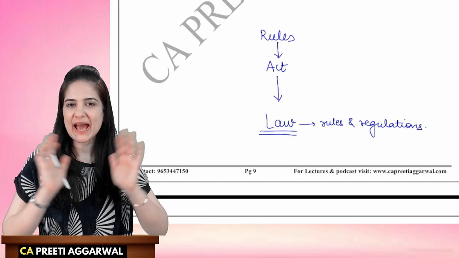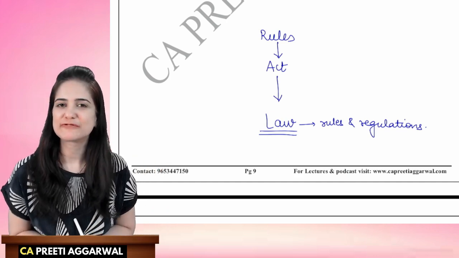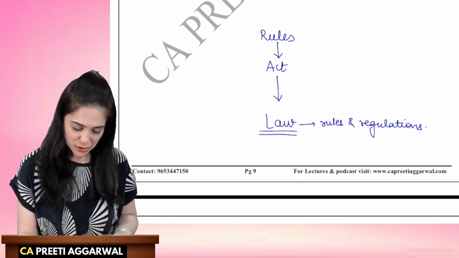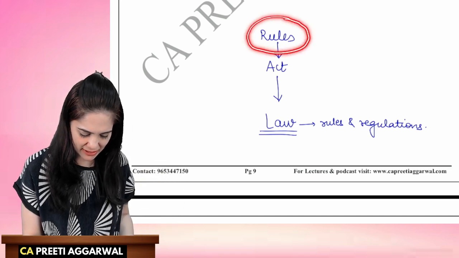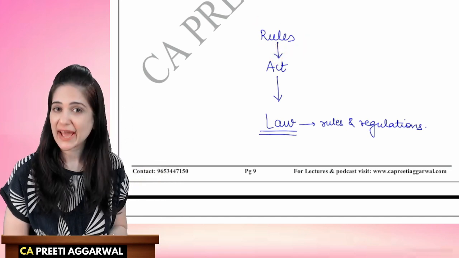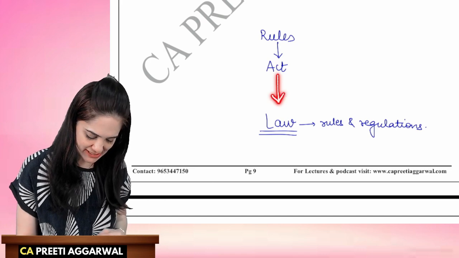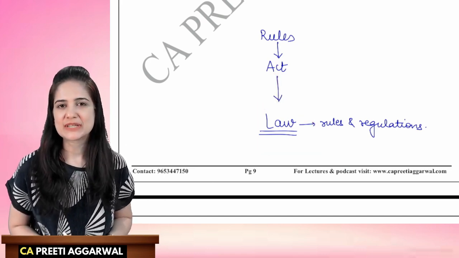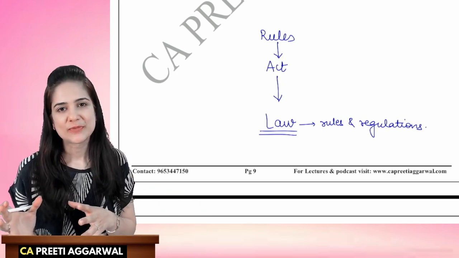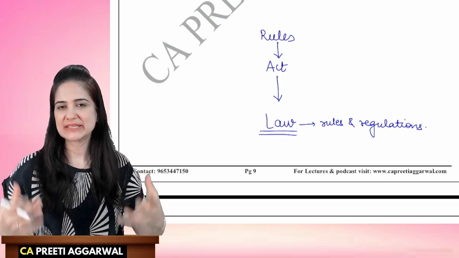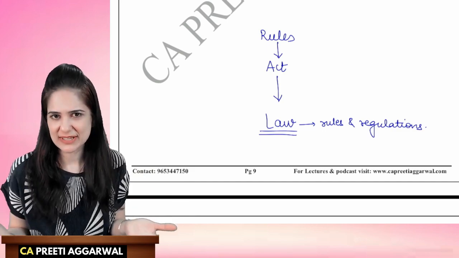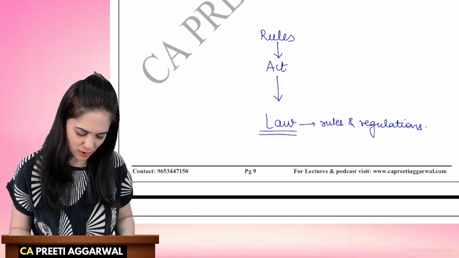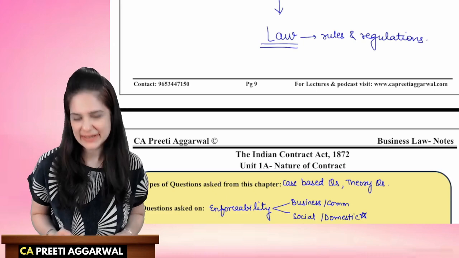And when many acts come together, it forms law. So when all these rules come together, it first forms an act. And when many acts come together, it forms law. So the Contract Act comes under business laws. Why? Because this act basically applies to business transactions. So business law covers the Indian Contract Act 1872.